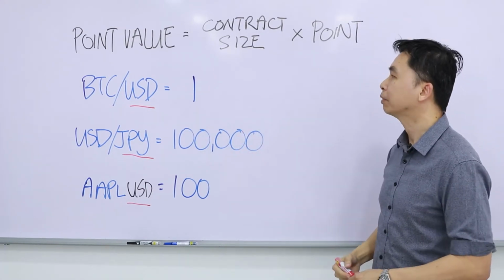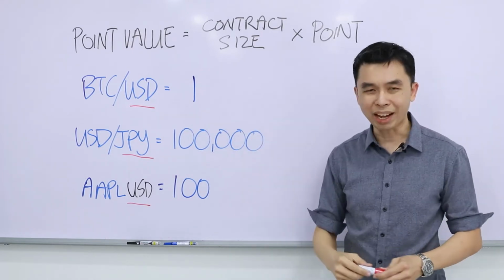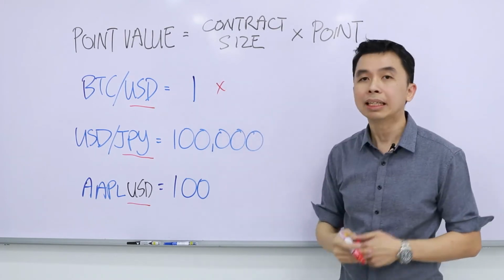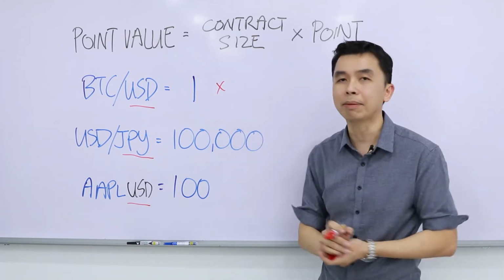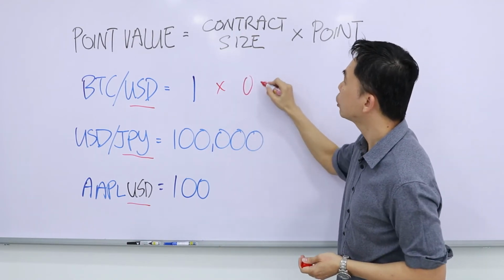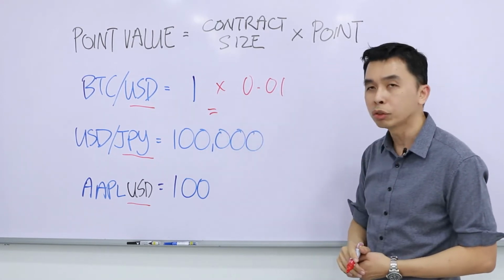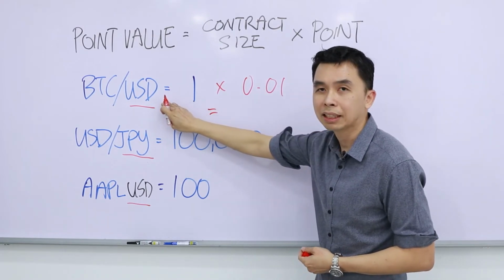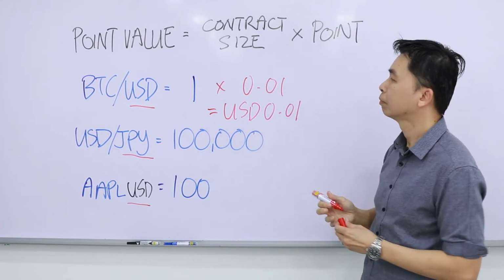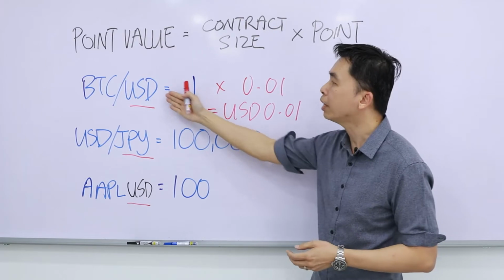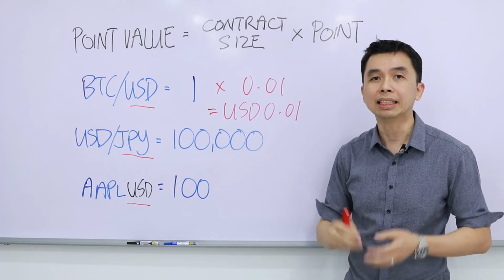Let us look at the examples. The first example, BTC USD. The contract size is 1, multiplied by the point. Can you recall what is the point for this asset pair? It is actually 0.01. So if you bring the counter asset over here, what it means is the point value for BTC USD is actually 0.01 US dollar.